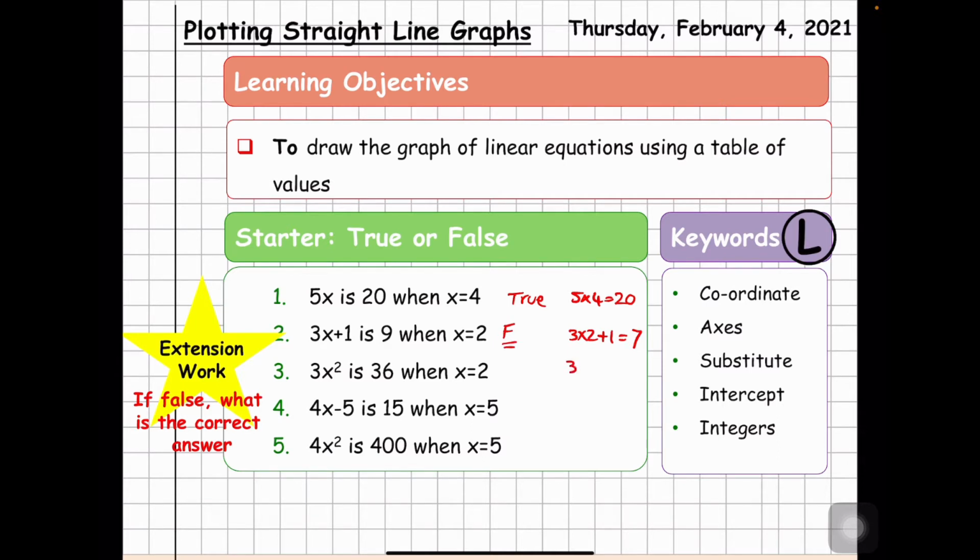3 multiplied by 2 squared is 12. So this is false. 4 multiplied by 5, take away 5 is 15. So this is true. And 4 multiplied by 5 squared is 4 multiplied by 25. So 100. So this is false.